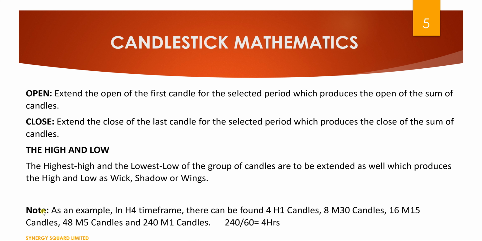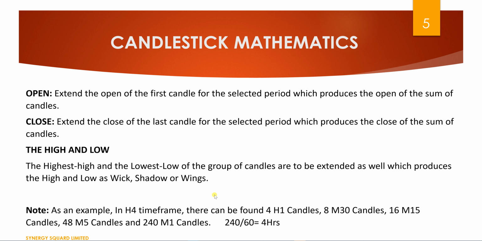You have to note this as an example, just like we said briefly while considering the candlesticks, that in the H4 time frame there can be found 4 H1 candles. In that one H4 candle, we can also find 8 M30 candles, 16 M15 candles, 48 5-minute candles, and 240 1-minute candles. And this 240 divided by 60 minutes per hour, you will also get the same 4 hours. This is candlestick mathematics.